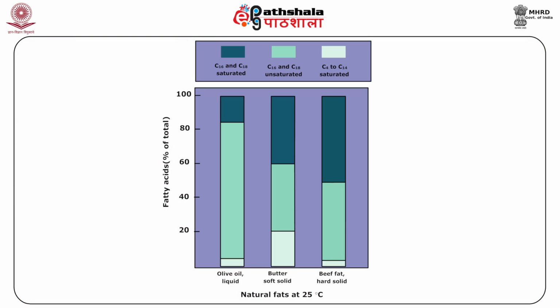The figure shown on your screen is going to show you the percentage of total fatty acids in three different kinds of foods: olive oil, butter, and beef fat. These are natural fats at 25 degrees.